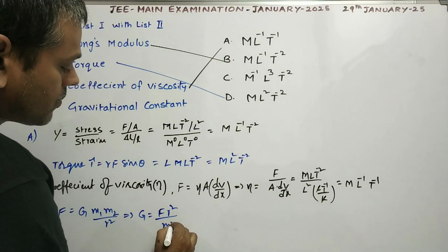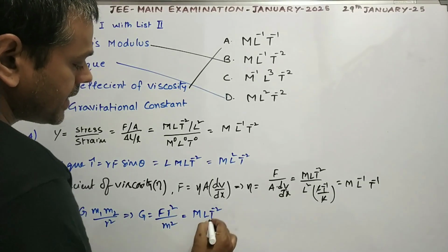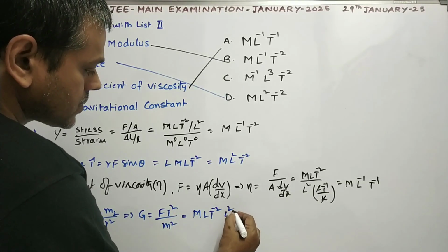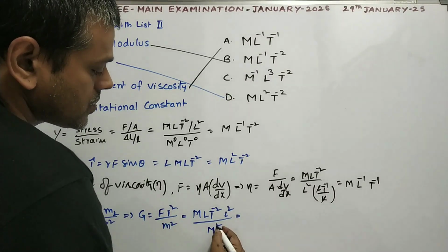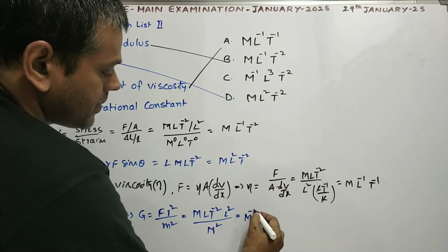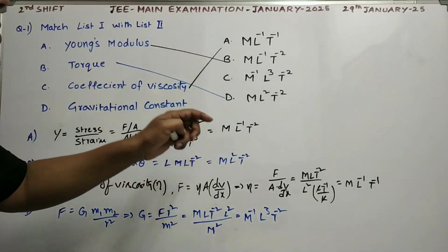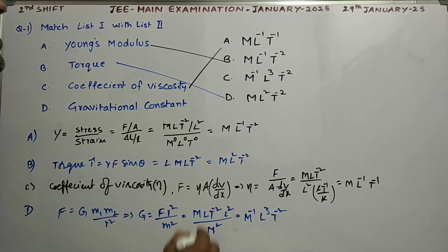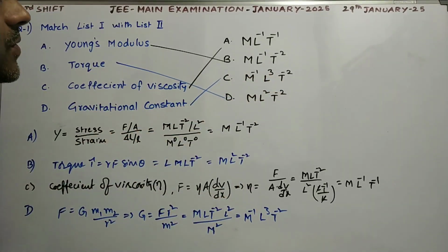What is that? Mass square. So we may write M L T power minus 2 into L square by M whole square. When it goes to the numerator, M power minus 1 L cube T power minus 2. So according to the given option, gravitational constant is M power minus 1 L cube T power minus 2. Okay, that's it.